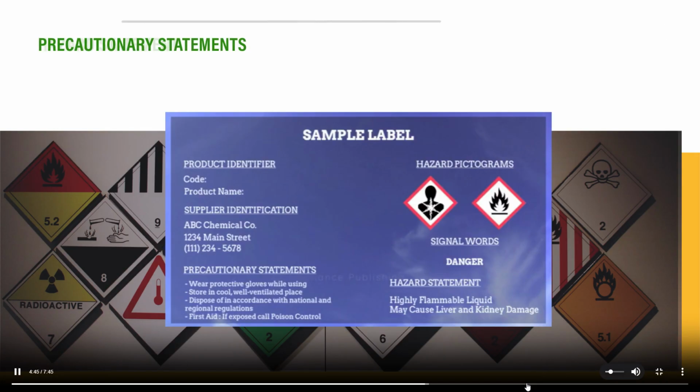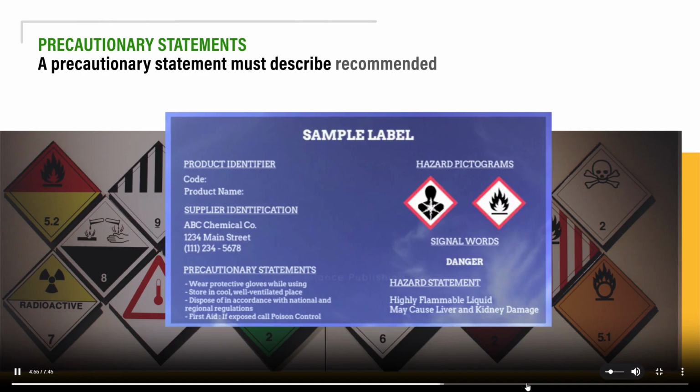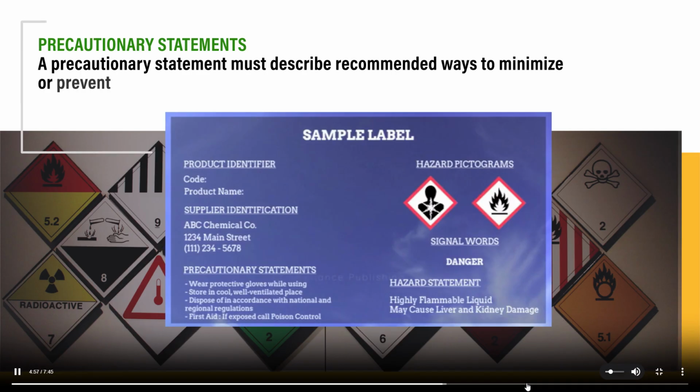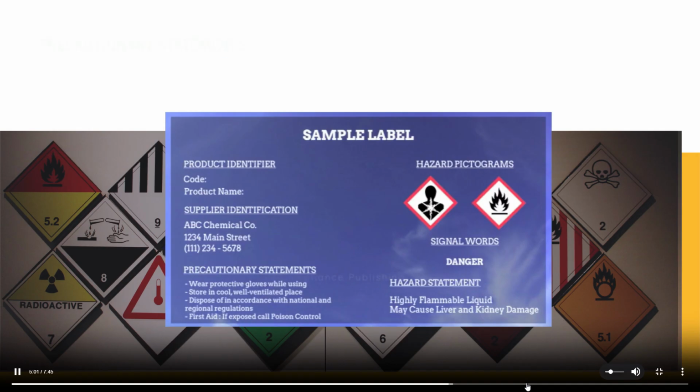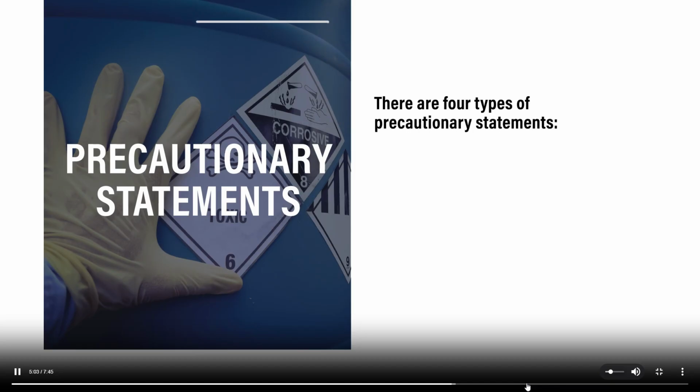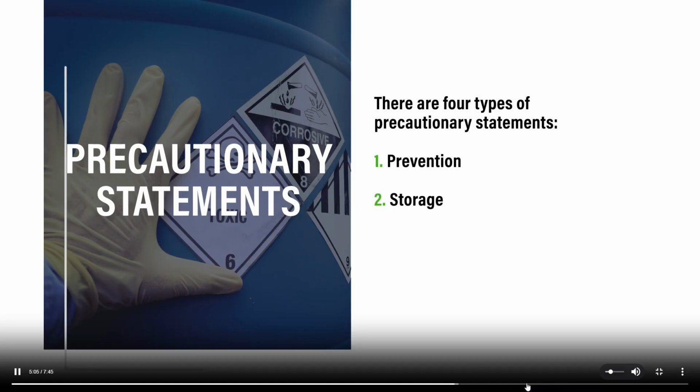Precautionary statements. You may see these sample statements. They match the 4 types of statements which may be included in precautionary statements. Again, these are just samples, but a precautionary statement must describe recommended ways to minimize or prevent adverse effects. The four types of precautionary statements are prevention, storage, disposal, and response.